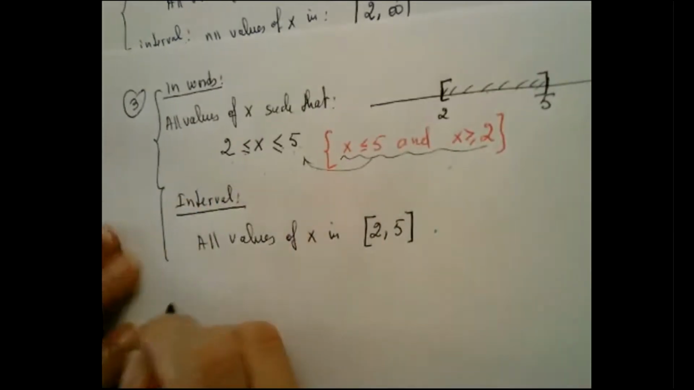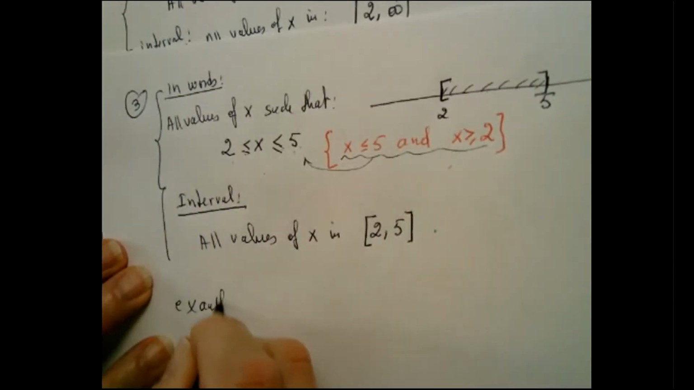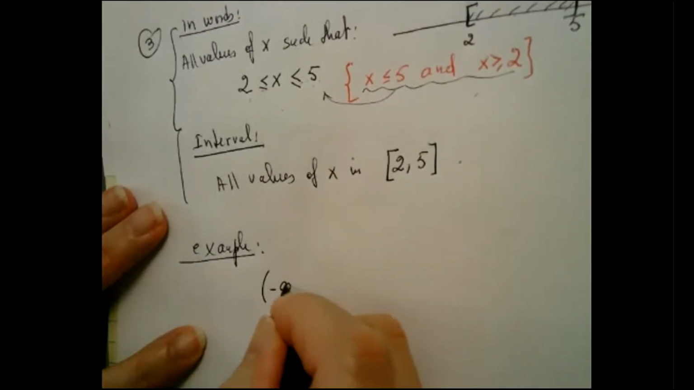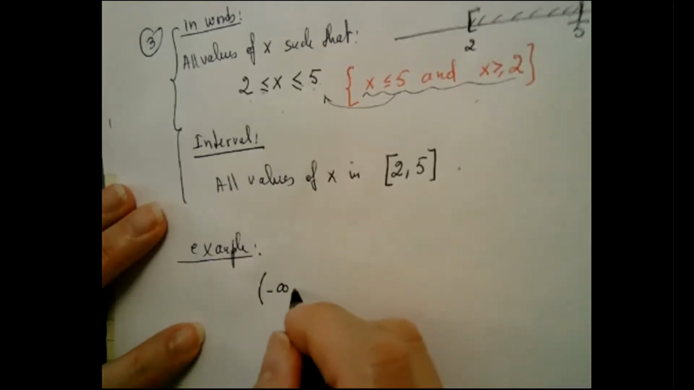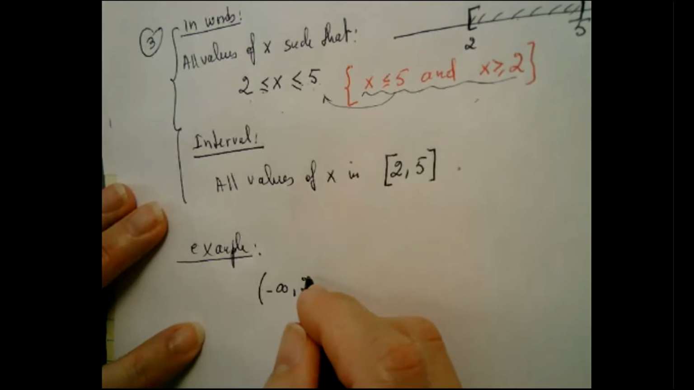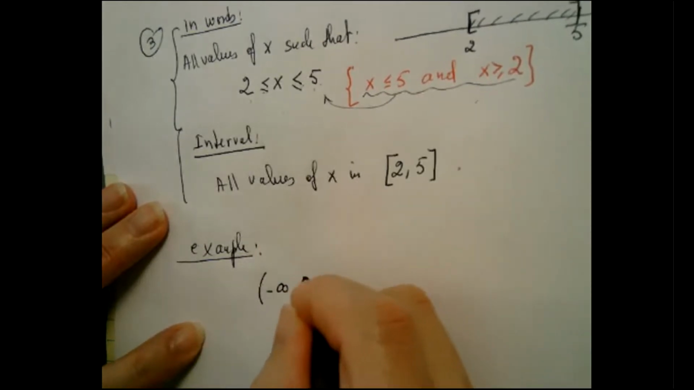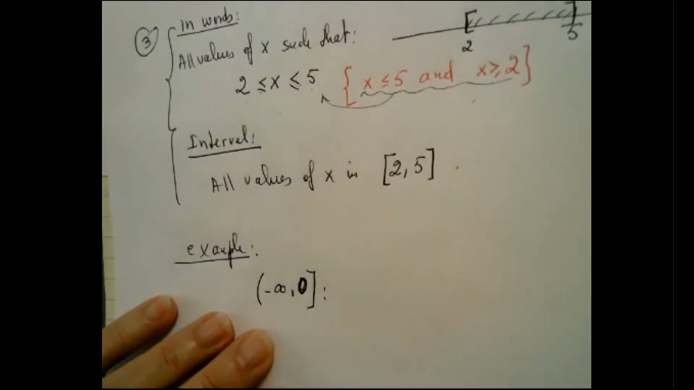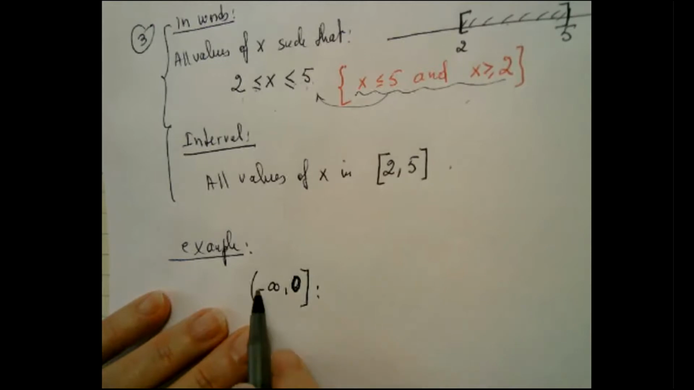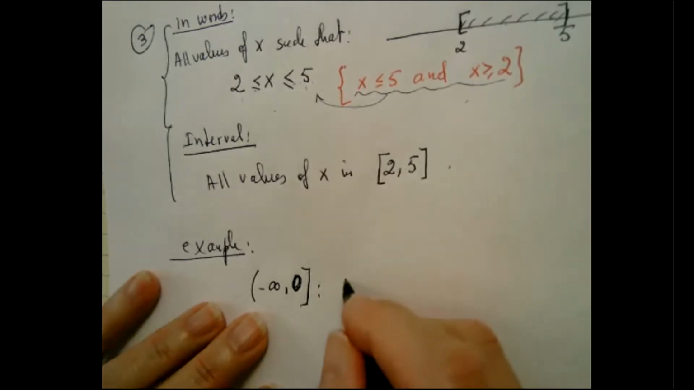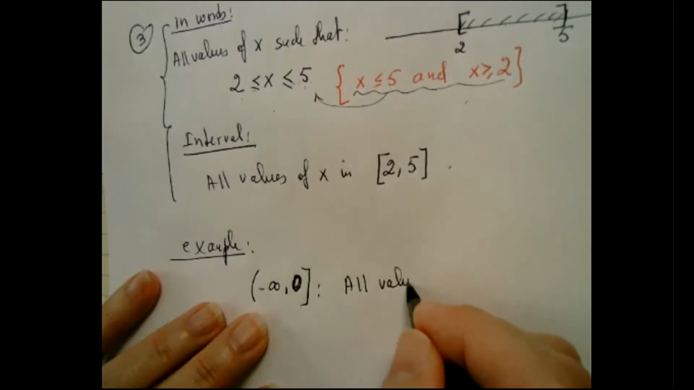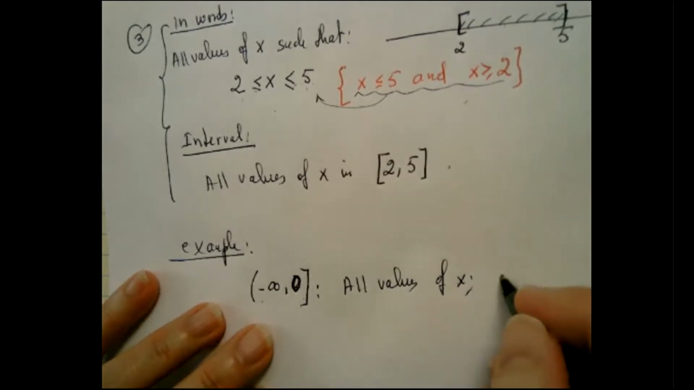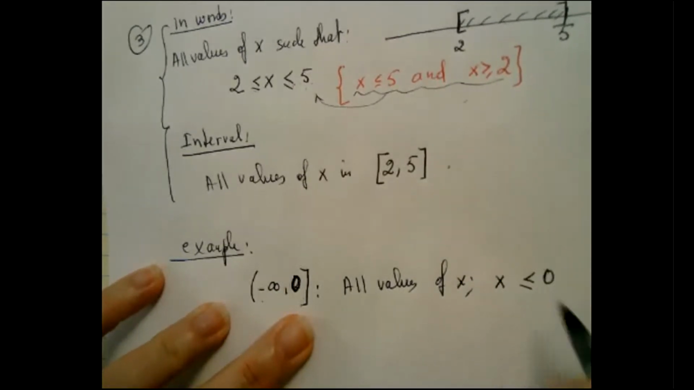So for example, suppose I write the following interval. Minus infinity, even though I did not introduce it, but intuitively I think you understand it by now. It doesn't have to be 2, let's say minus infinity, 0. And I'm going to break here. What do I mean by that? Minus infinity, 0, what does this interval notation mean? This means all values of x, because it's minus infinity to 0, such that x is less than or equal to 0.